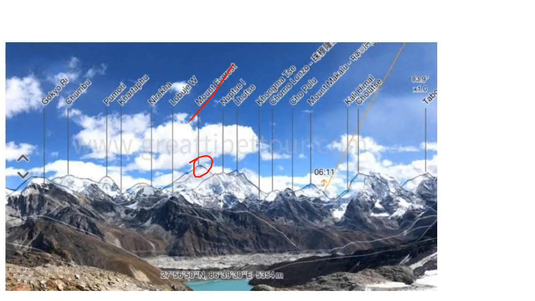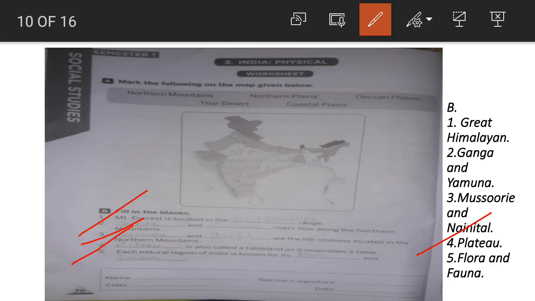Next, question number 5. Each natural region of India is known for its dash and dash. The answer is flora and fauna. So in India, we have many natural regions. We have very famous natural regions, and each and every natural region is very famous for its flora and fauna.